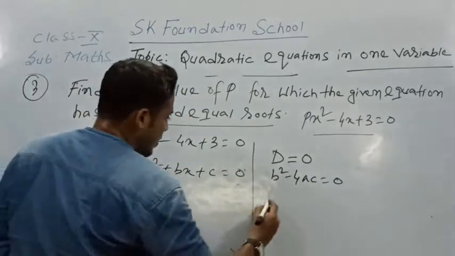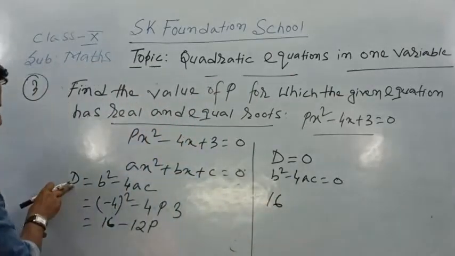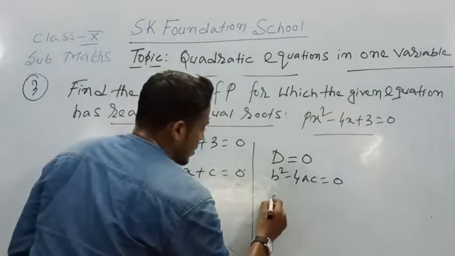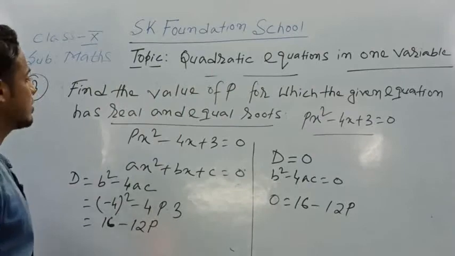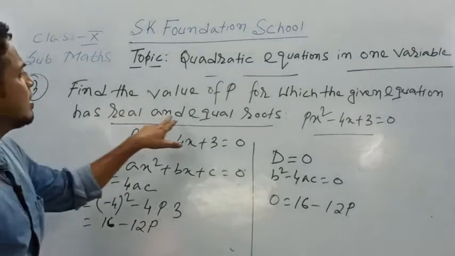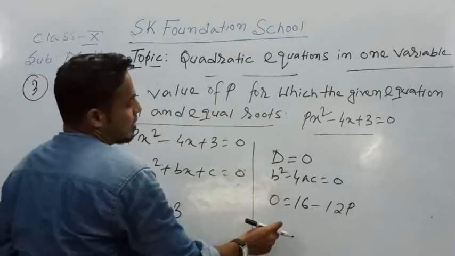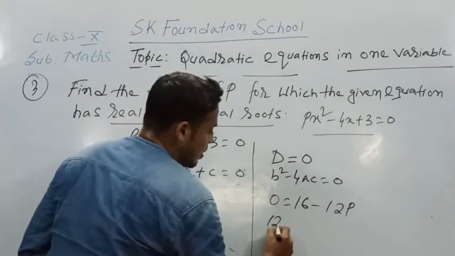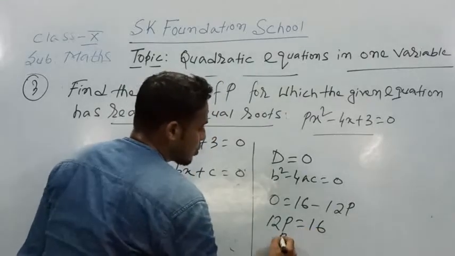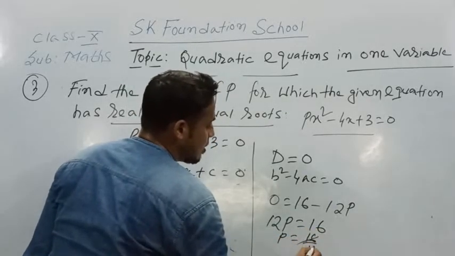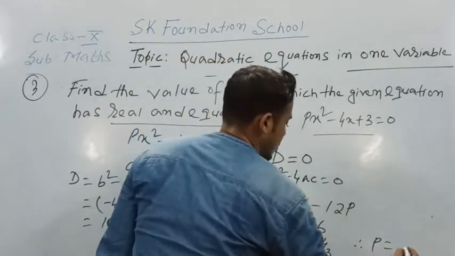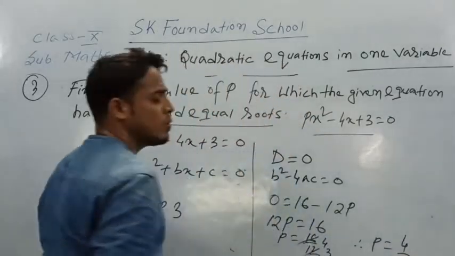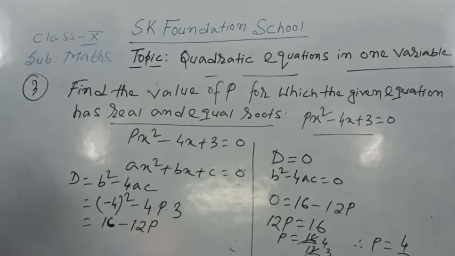So in place of D, now we put 0: 16 minus 12p equals 0. Because it is already given that the equation has real and equal roots, for that reason I am putting 0 here. So 12p equals 16, so p equals 16 by 12, they cancel out by 4, therefore p equals 4 by 3. Understood? This is our answer. In this way we find the value of p. Clear?